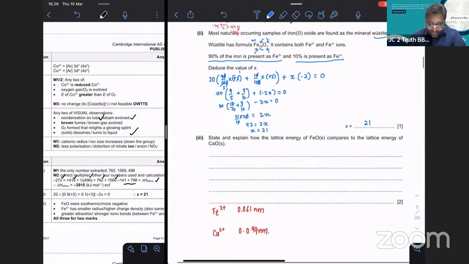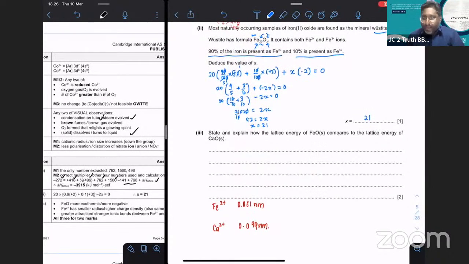Now let's move forward. Now state and explain how the lattice energy of FeO compares to the lattice energy of CaO. Fe is going to be 2+, you can see over here Fe2+ from the molecule, and then you have Ca2+. If you want to compare the lattice energy, it is dependent on the charge density, charge divided by radius. The charges are the same, +2, so you cannot compare the charge.